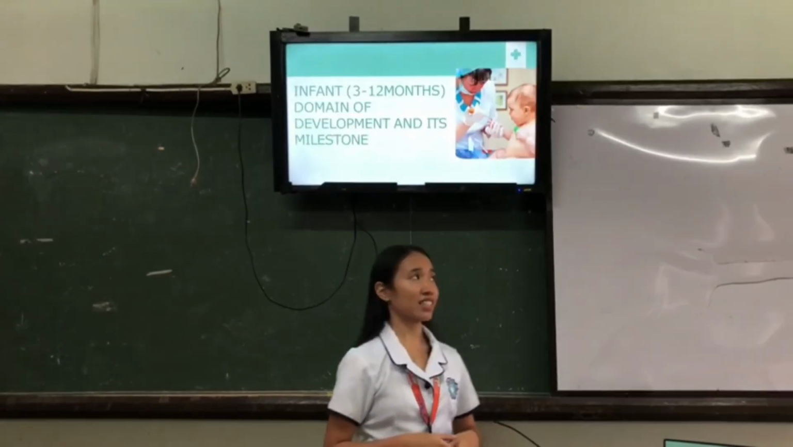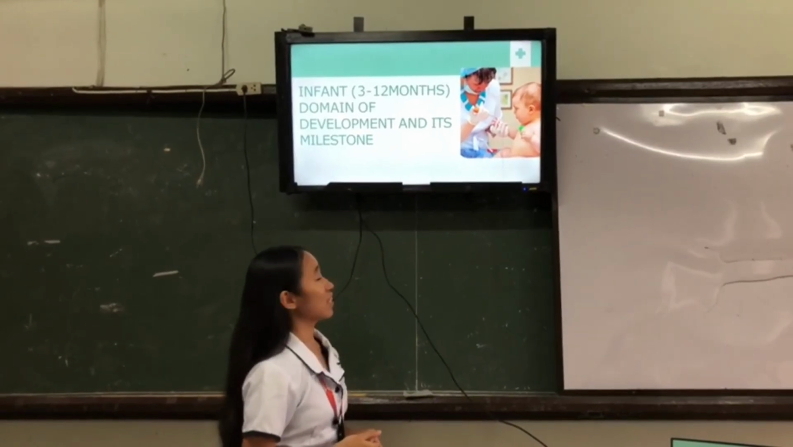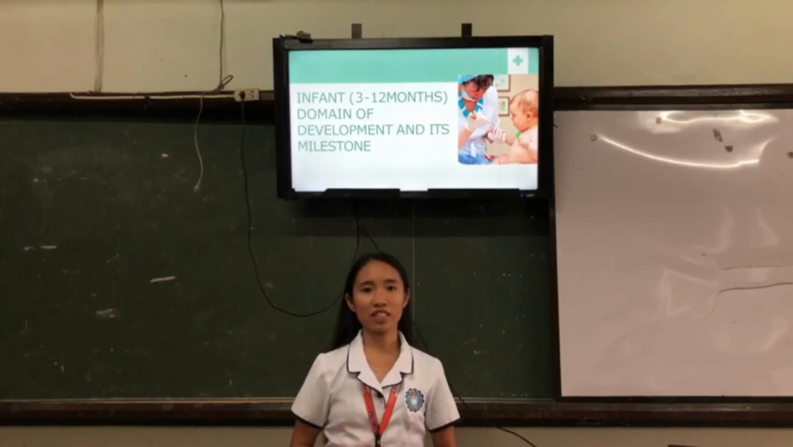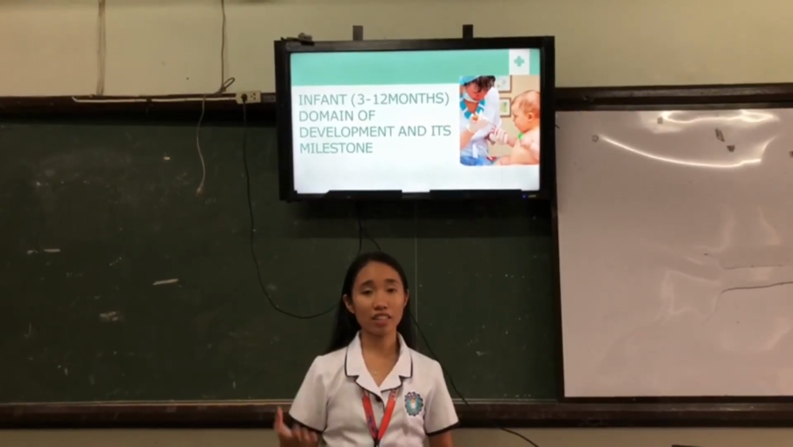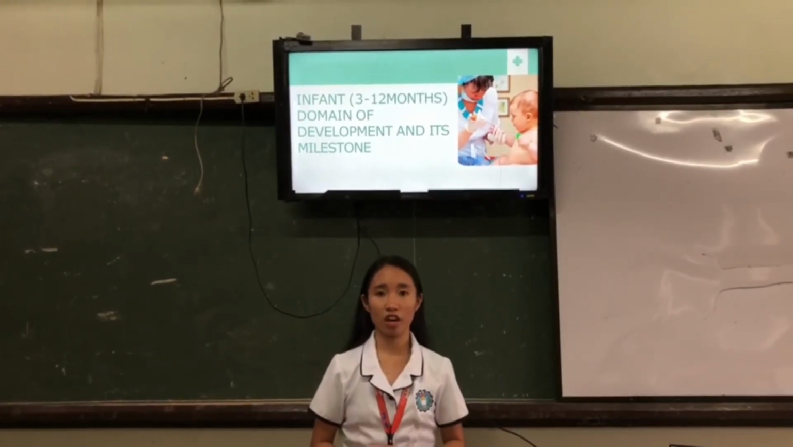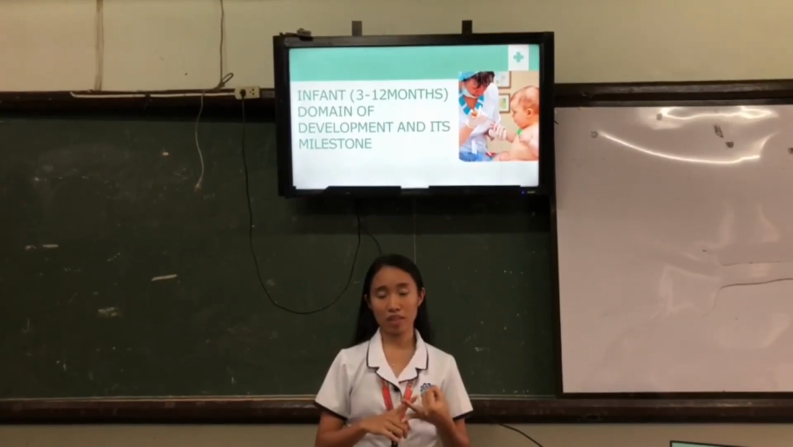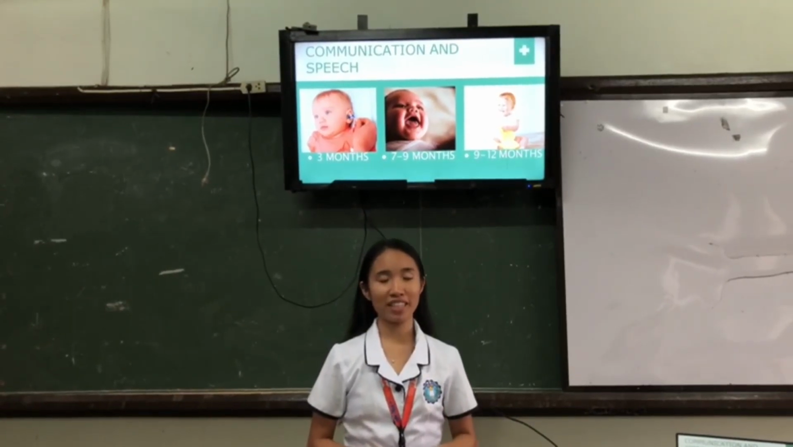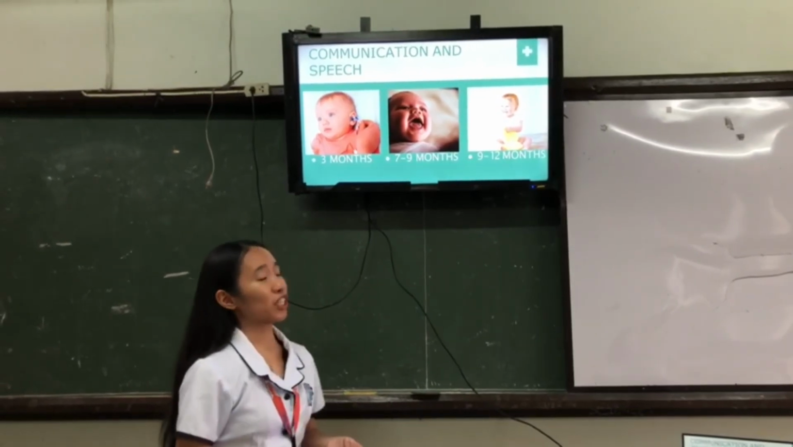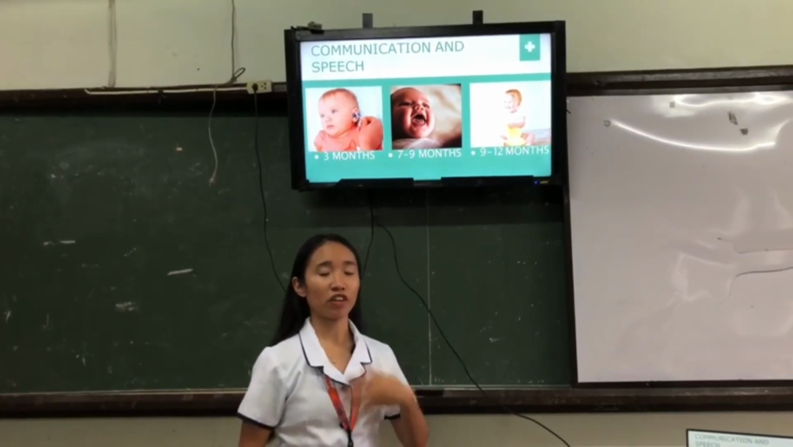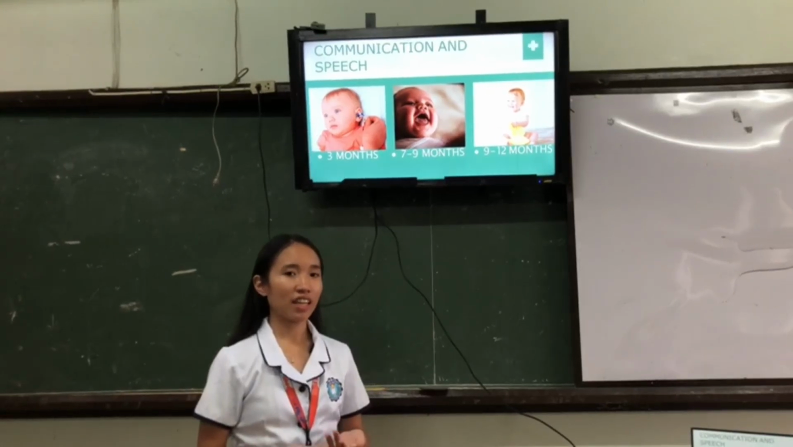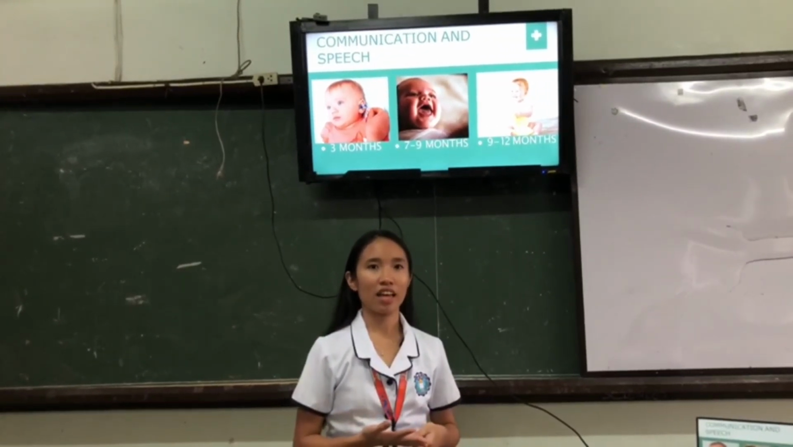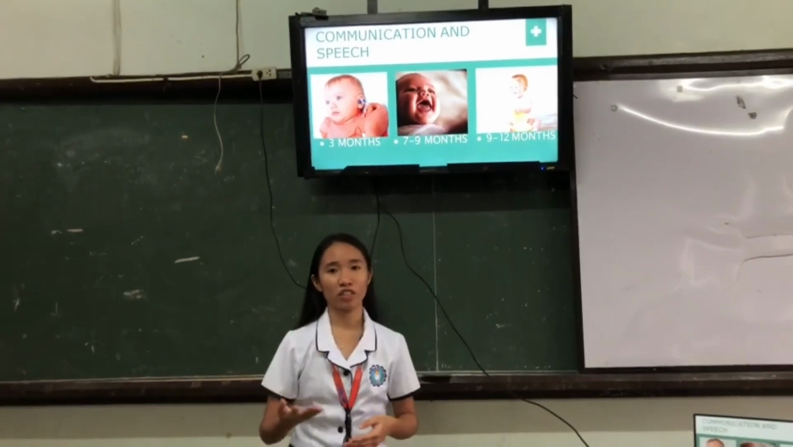So moving on to the next stage, the infant stage. This includes babies aged from 3 to 12 months. The infant stage is further categorized into 3 sub-stages: 3 months, 7 to 9 months, and 9 to 12 months. In the communication and speech domain, infants start babbling, which are the building blocks of words, and they further develop it in the next stage. Then in the next stage, they improve these skills and start to communicate using gestures.